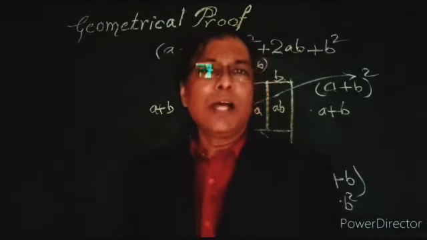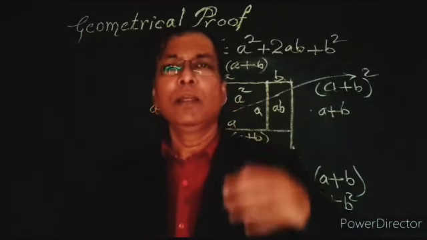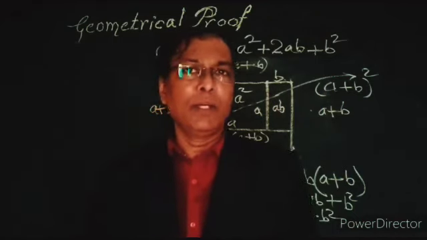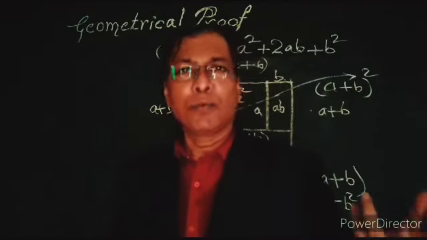In this video, I have tried to show you how our mathematicians successfully proved the identities a plus b whole bracket square and a minus b whole bracket square algebraically and with geometrical proofs.